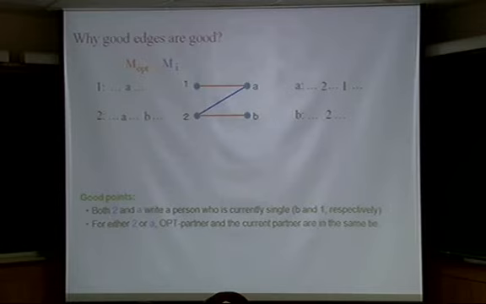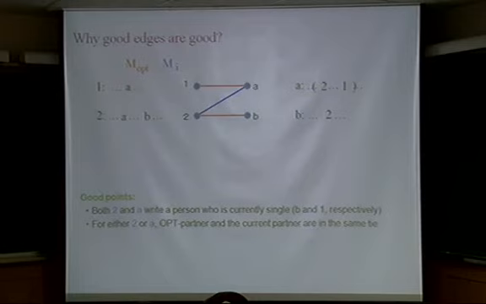First, if we want to remove 1 edge and add 2 edges, then a blue edge is good for that reason, because at least one of A and 2 has a person, that is 1 and B, who are currently single. So if we remove this edge, then A and 2 can be matched. We don't know if it's stable, but anyhow we can match both A and 2, right? They can find partners.